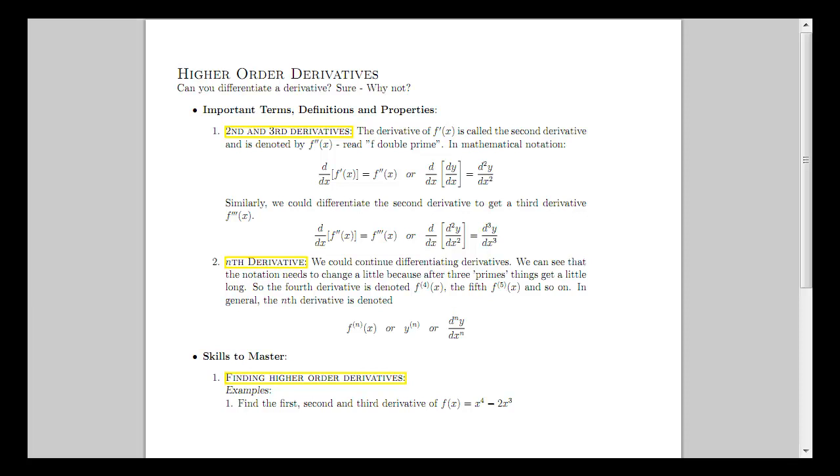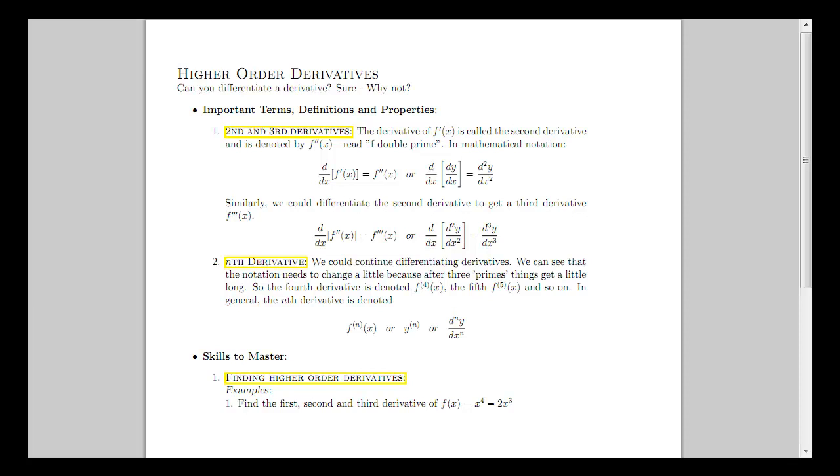So again, the notation would be d dx of f double prime is f triple prime, or the third derivative of x. Or you would see it as d dx of d squared y over dx squared is equal to d cubed y over dx cubed. Now remember, these aren't truly squares and cubes, it's just a notation. So you could say d to the third y over dx to the third. Okay?